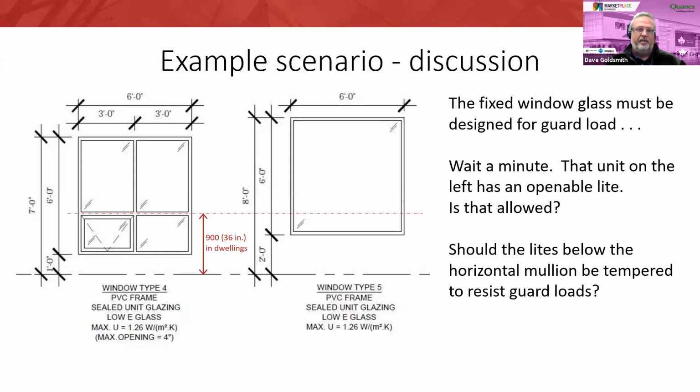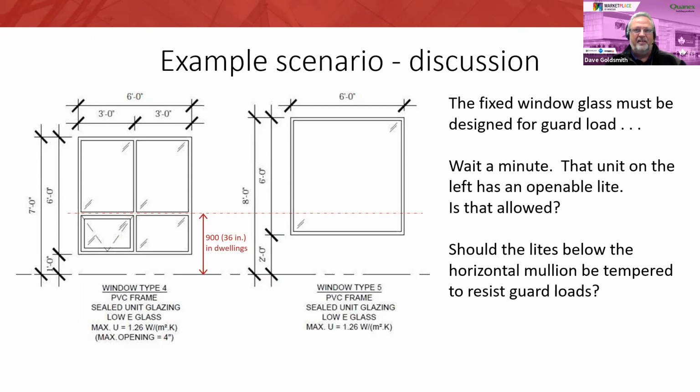And so you notice that the operable unit on the left of that left unit is permissible, provided that it has a sash restrictor. And there's no requirement for that sash restrictor mechanism to be able to resist the full guard load. And something tells me that if you were to push on an operable window that was in the unlocked and open position with the full guard load, you would probably break that sash restrictor.